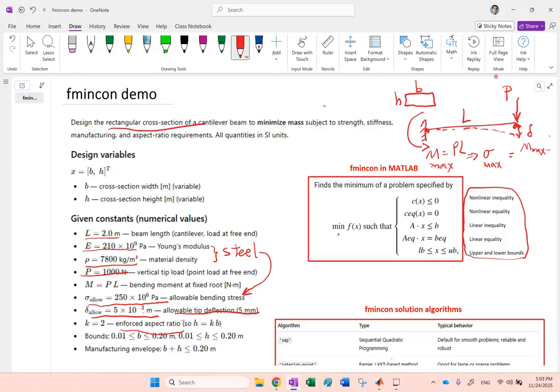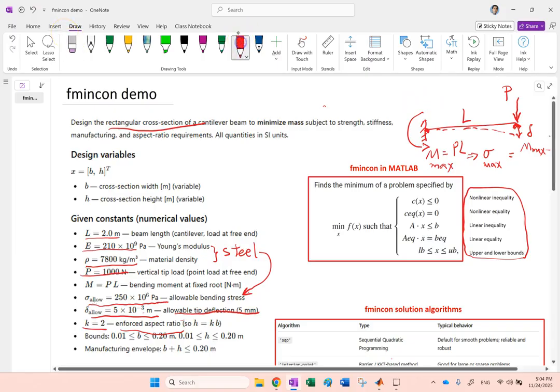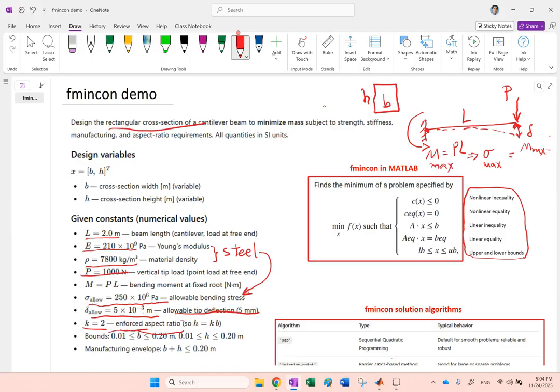The constant aspect ratio. Now, in this case, that aspect ratio is 2. That means the height is 2 times the width. So the cross section is basically more kind of vertical. The cross section is like this. This is H, this is B, and it says H has to be 2 times B. So we want to keep a fixed aspect ratio.